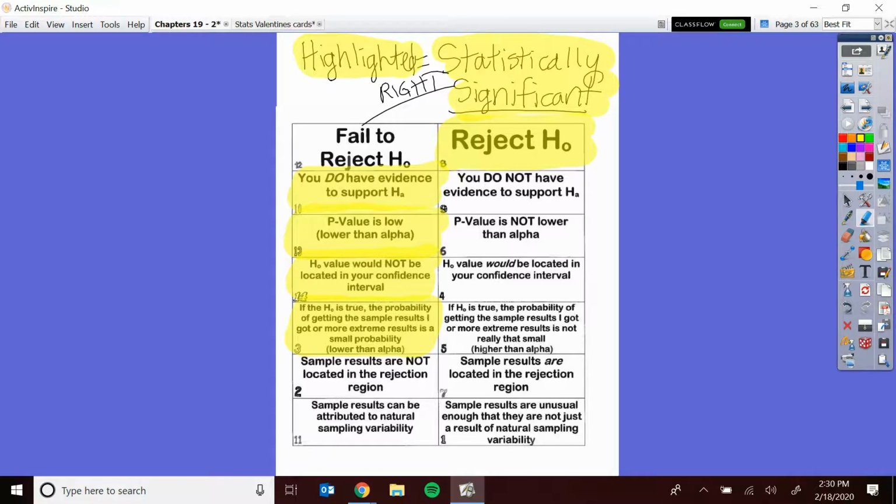Let's look at number 2 and 7. Sample results are not in the rejection region, or the sample results are in the rejection region. Which one would be statistically significant? Are. Very good. So card number 7 is rejection. And the last one: sample results can be attributed to natural sampling variability, or sample results are unusual enough that they are not just the result of natural sampling variability. Which one's statistically significant? They are unusual. They're not just happening because of sampling variability.